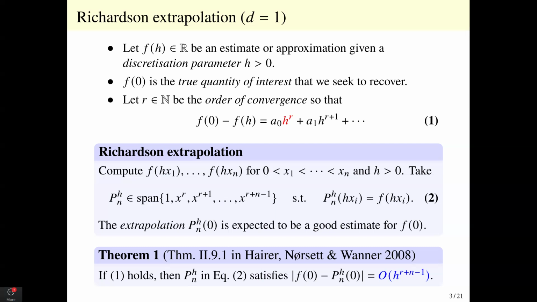And run our numerical method with these discretization parameters, then we can form a certain polynomial interpolant. This is a certain polynomial, constructed in a certain way, which passes through these points. And now the value of this polynomial at the origin gives us an approximation of the true quantity of interest. And there is classical theory which says that if your method has this order of convergence and you do this kind of polynomial extrapolation, then you get a new method which converges with an improved rate. Whereas the original method converges with rate r, we now have rate h to the r plus n minus 1.